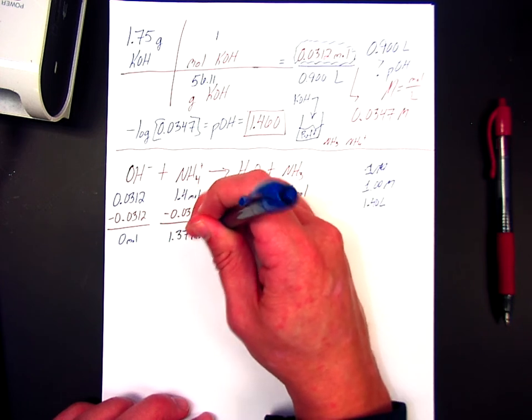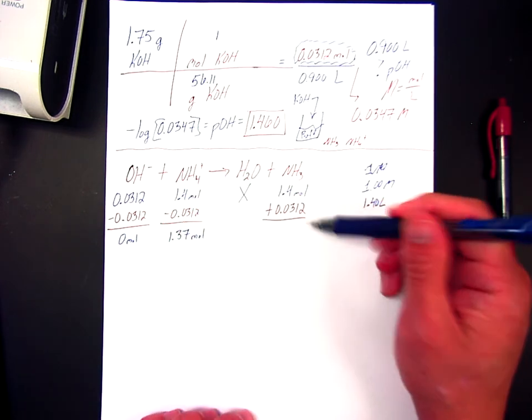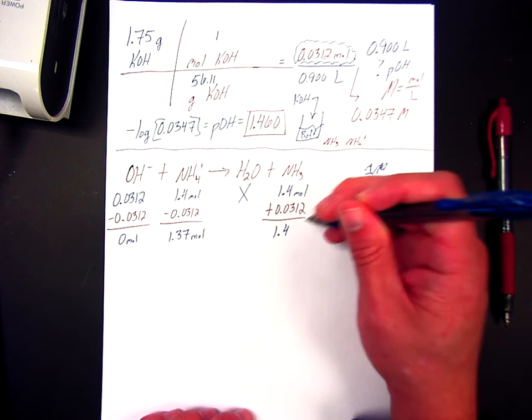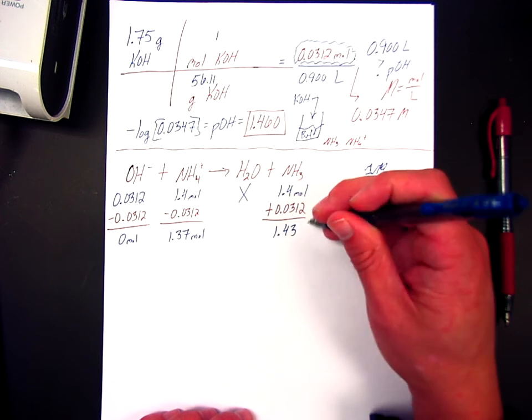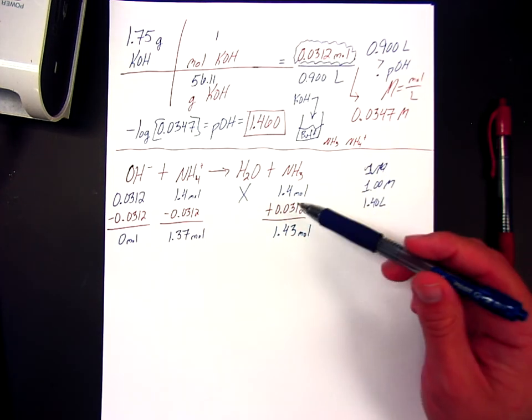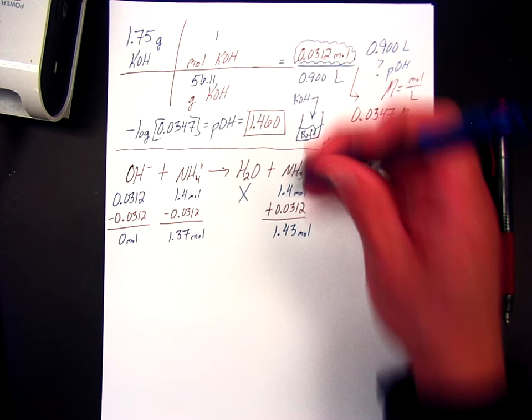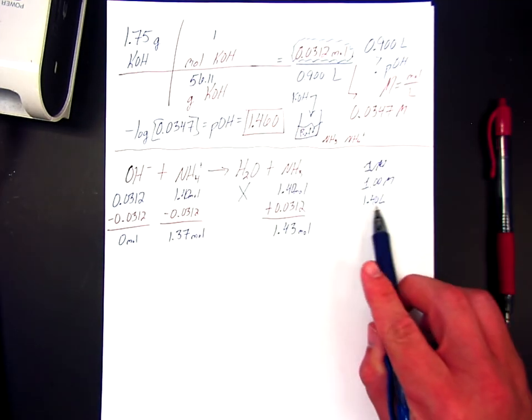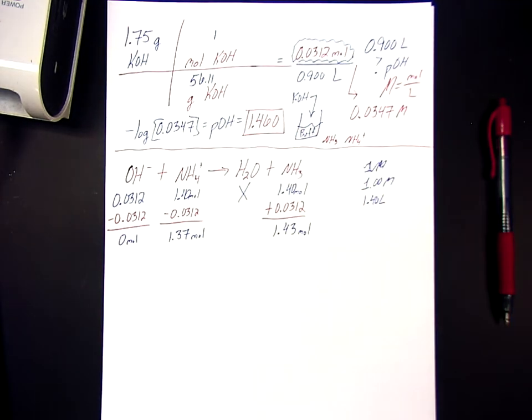1.37 moles of ammonia left. And if I do this addition, I get 1.43 moles of ammonia. All right, and you can check my sig fig work there. Look, I dropped that 0. Stupid teacher.